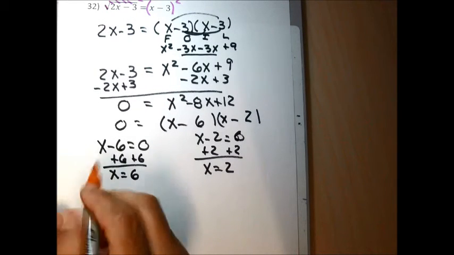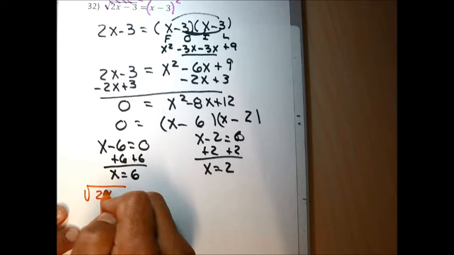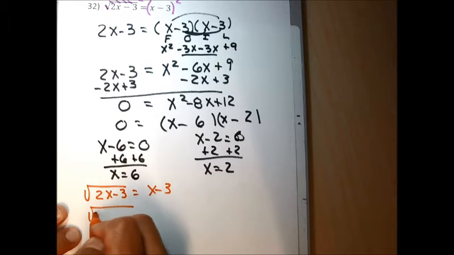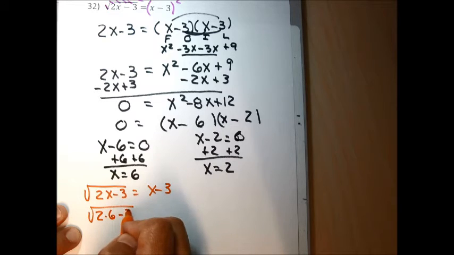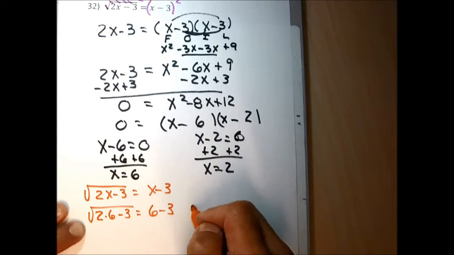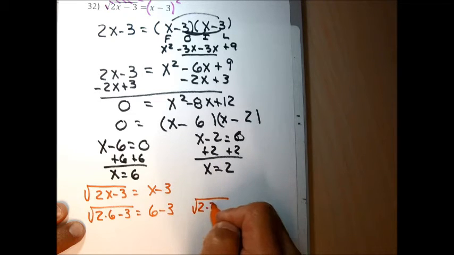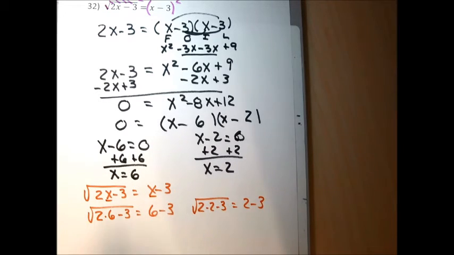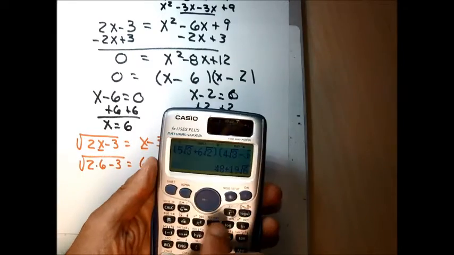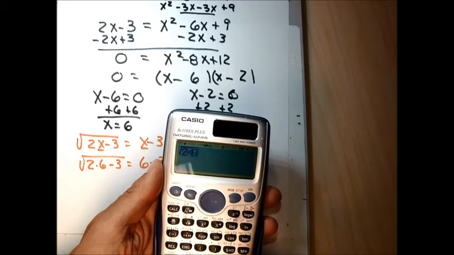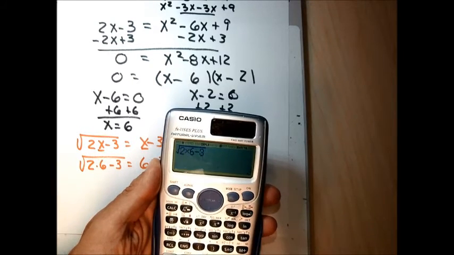If I don't check, I wrote down 6 and 2, I'm probably going to lose some points. So the original problem is the square root of 2x minus 3 equals x minus 3. To check the 6, I need to see, is the square root of 2 times 6 minus 3 equal to 6 minus 3? And to check the 2, I need to see, is the square root of 2 times 2 minus 3 equal to 2 minus 3? So for both of these, I'm just plugging in the number for x. This one I'll do on my calculator. So I'll do the square root of 2 times 6 minus 3. That gives me 3.